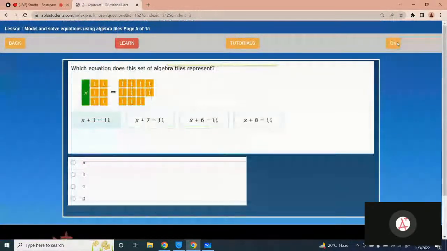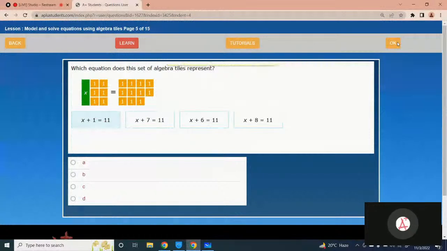Okay, the next one is which equation does the set of algebra tiles represent? Now we have to find the equation. Got it? Okay. The first tile, x, is green. That means x is a positive number. Then you have 6 of the orange tiles. Again, it's a positive number.